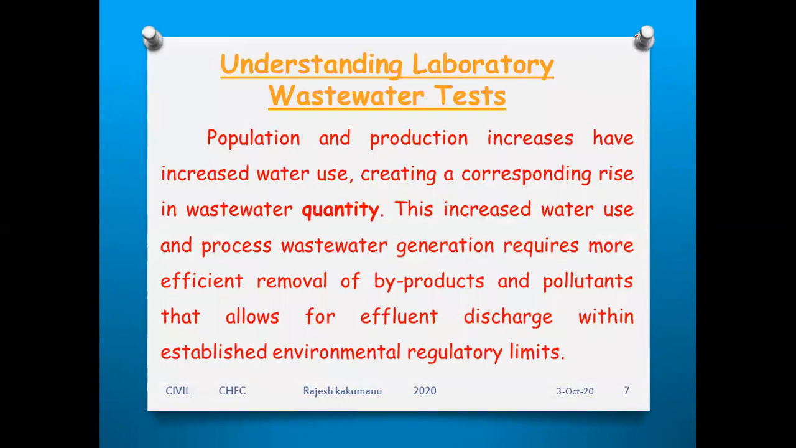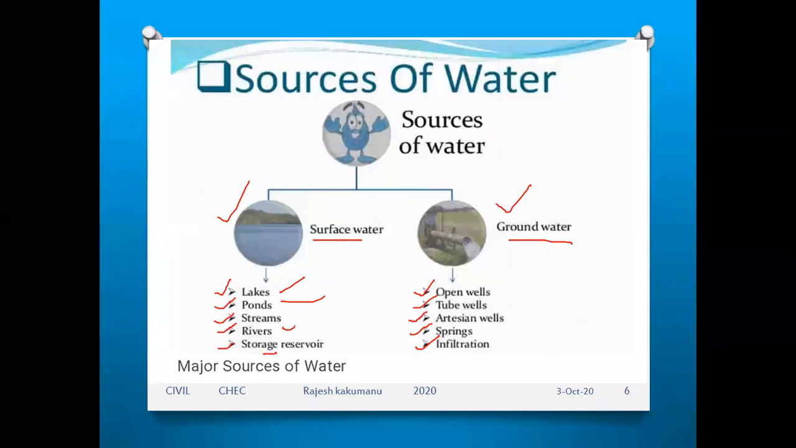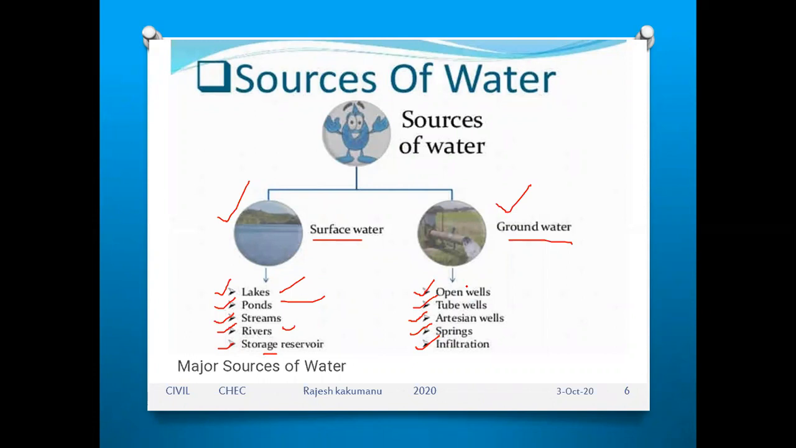Now we'll start this one. Based on these sources: if you see the lakes, the pH value is different. In ponds, the water quality is different. In rivers, the physical and chemical properties of the water will be different. In storage reservoirs, you can see other differences. So in every type of water source, whether surface water or groundwater, the pH value, the chemical content, and the organic material will be totally different.